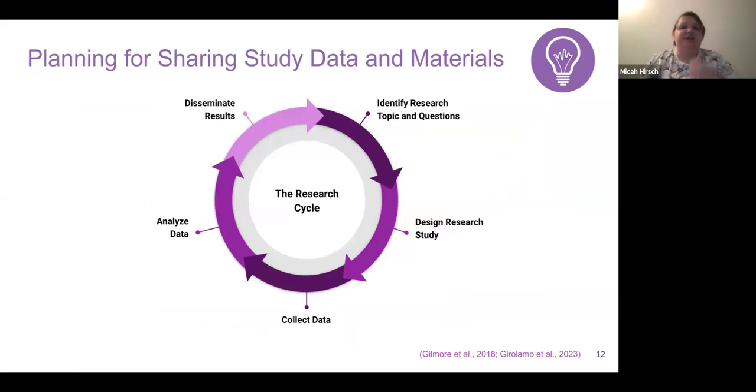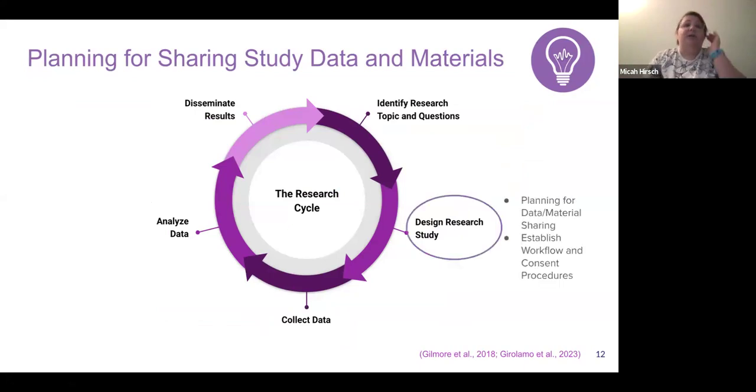So when planning for sharing your study data and materials, a lot of people think that's something you do at the end, but really it's something that can happen and should be planned for throughout the research cycle. I have a little graphic here that shows the research cycle. We first, of course, always identify our research topic and questions. But the next step is usually designing our research study. You can plan for sharing your data and materials at this stage by creating a workflow and solidifying your consent procedures.